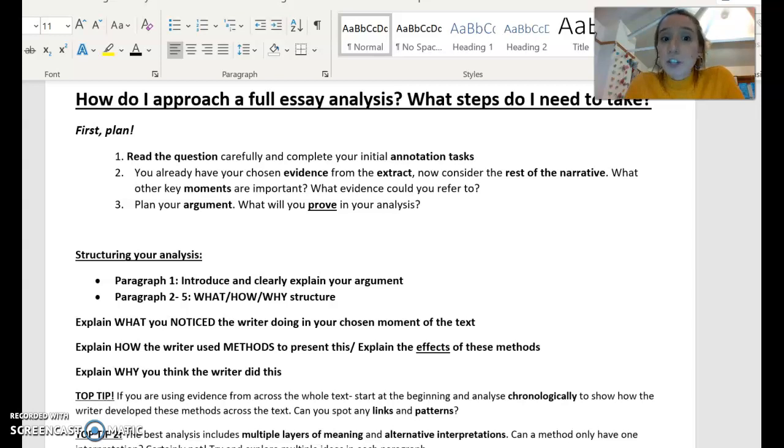Number two, you've already chosen your evidence from the extract. Now consider the rest of the narrative. What other key moments are important? What evidence could you refer to? And then plan your argument. What will you prove? Now, steps 2 and 3, I think you could do on your own in advance.